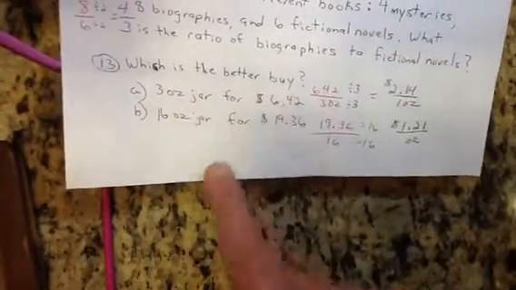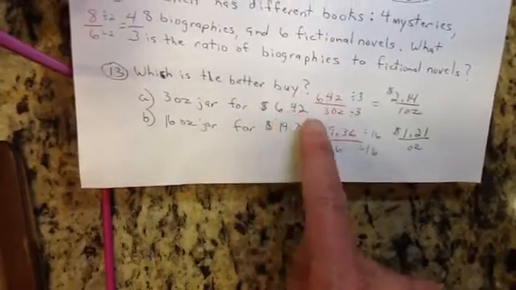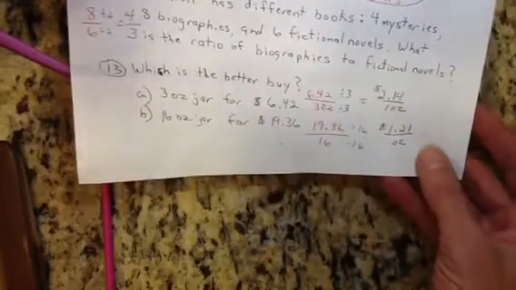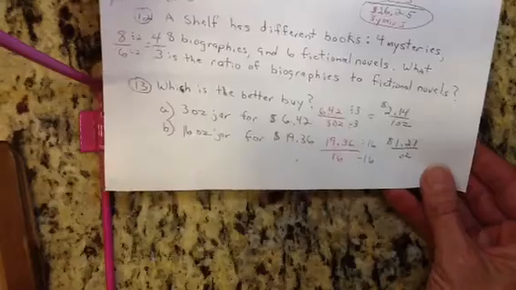Which is the better buy? You always put your dollar amount over your ounces, and then you reduce that to a unit rate. And I didn't identify my better buy.